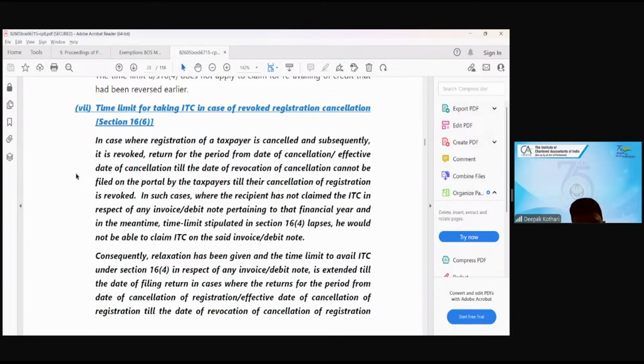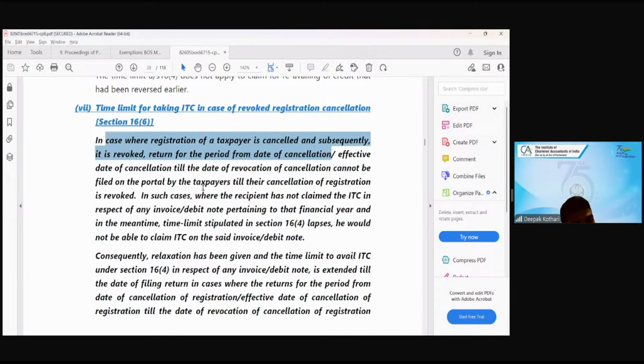So, अब क्या होगा? In case where the registration of a taxpayer is cancelled, आपका रजिस्ट्रेशन कैंसिल आ गया, एंड सब्सिक्वेंटली इट इज रिवोक्ड. आपने रिक्वेस्ट किया कि कैंसिलेशन मत करो, फिर ऑफिसर मान गया और उसको रिवोक कर दिया. So in case where the registration of a taxpayer is cancelled and subsequently it is revoked, the return for the period from the date of cancellation till the date of revocation cannot be filed on the portal by the taxpayer till their cancellation of registration is revoked.